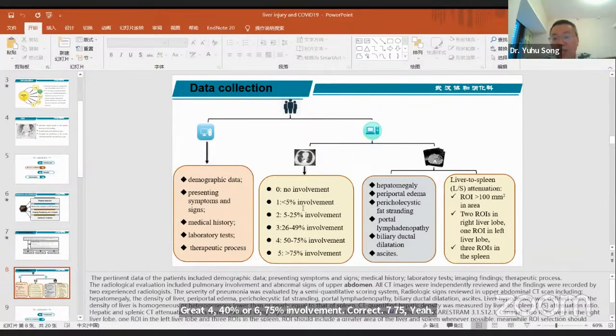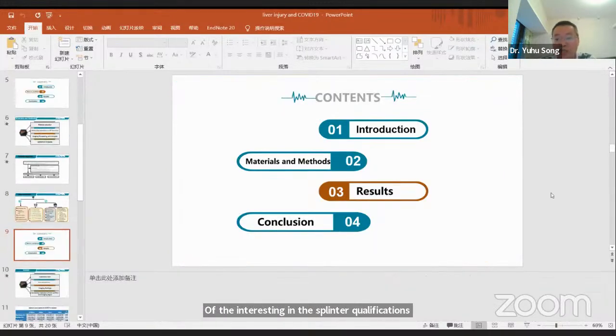For abdominal CT, we analyze hepatomegaly, periportal edema, pericholecystic fat stranding, portal lymphadenopathy, biliary ductal dilation, and ascites. Because we found liver hypodensity, we quantified the liver to spleen attenuation. We use regions of interest: 2 in the right liver lobe, 1 in the left liver lobe, and 3 regions of interest in the spleen. Then we move to the results.